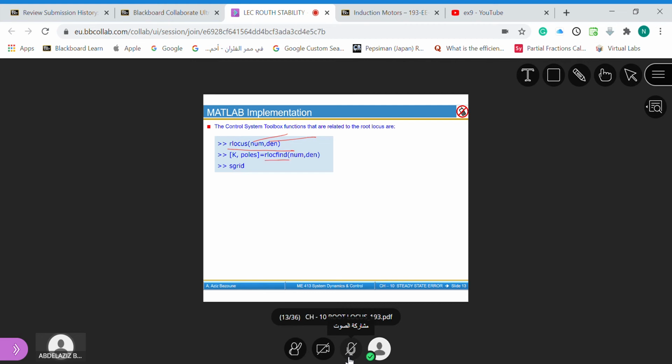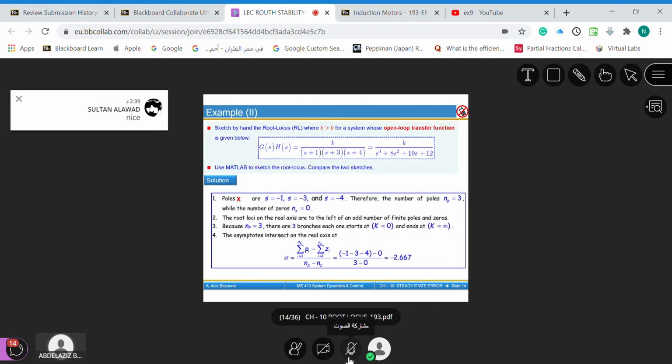Numerator and denominator. This, of course, for smart people, the clever students, it will help them a lot in the final exam if they use this, because it will give you straight away the answer. I am telling you the secrets of the final exam. I should not tell you normally, but this one helps you a lot to find the root locus.